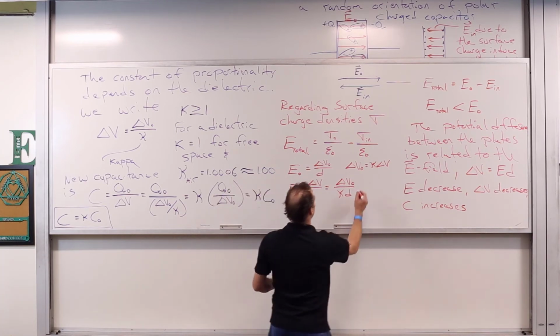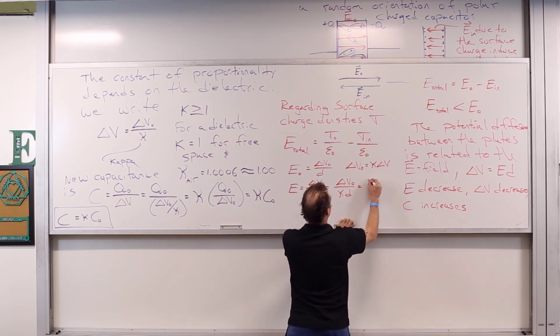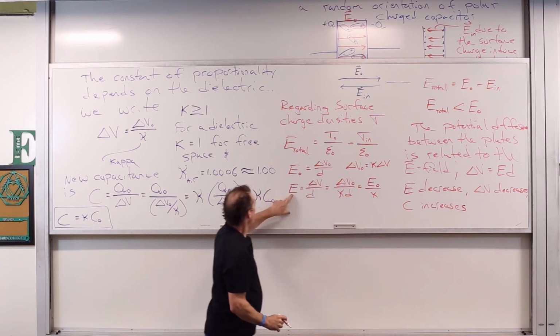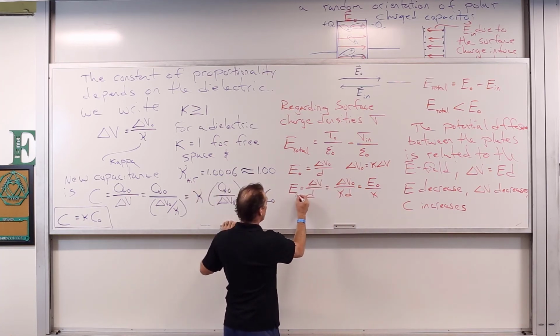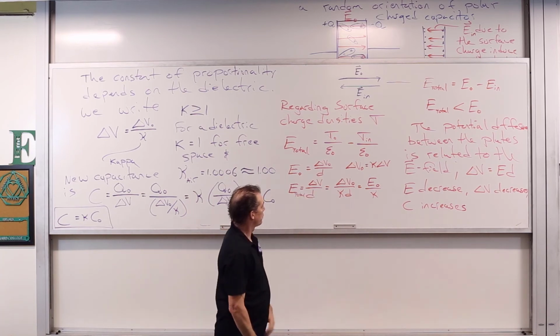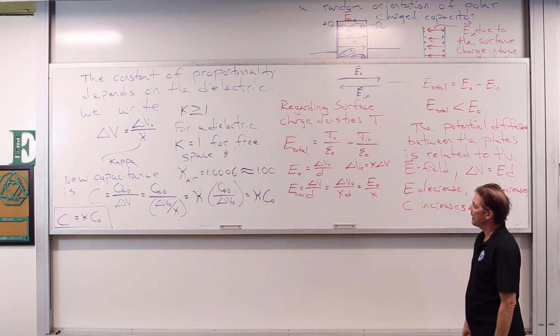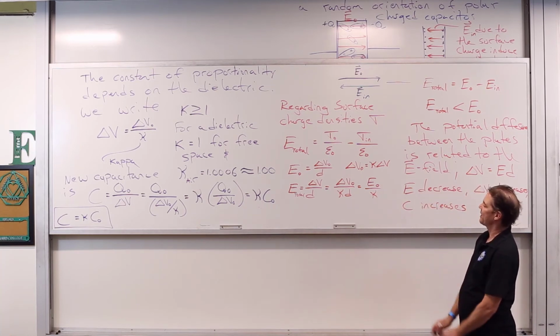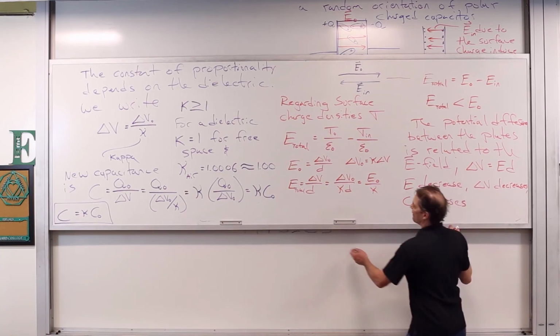And what does that say? That E is equal to V0 over kappa. The new electric field, or the total electric field, E total, is equal to the field just due to the plates divided by the dielectric constant. All right, so what can we do with that?